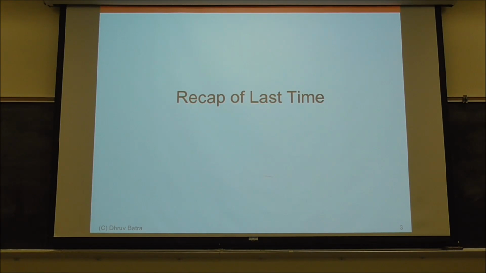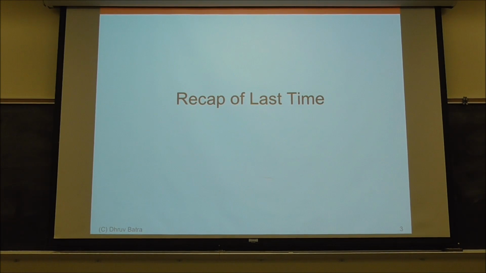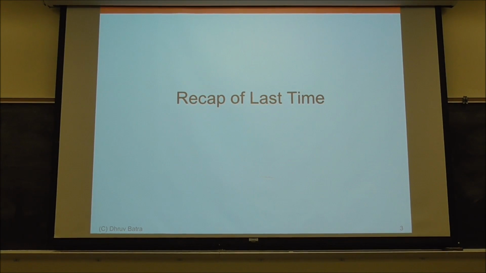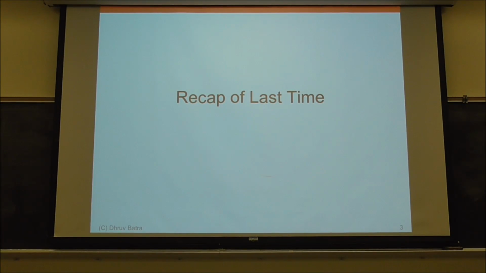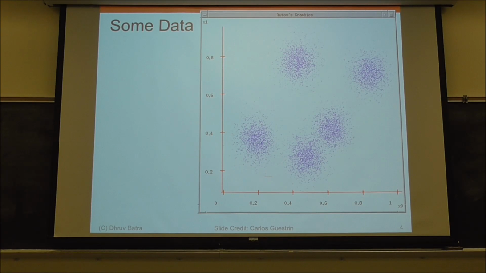Anyway, okay, so here's what we were talking about last time. We were talking about clustering, we looked at k-means, and then we talked about density estimation with Gaussian mixture models. So let's quickly recap that, so that we can talk about how we learn parameters in a Gaussian mixture model with EM. So k-means was pretty straightforward.